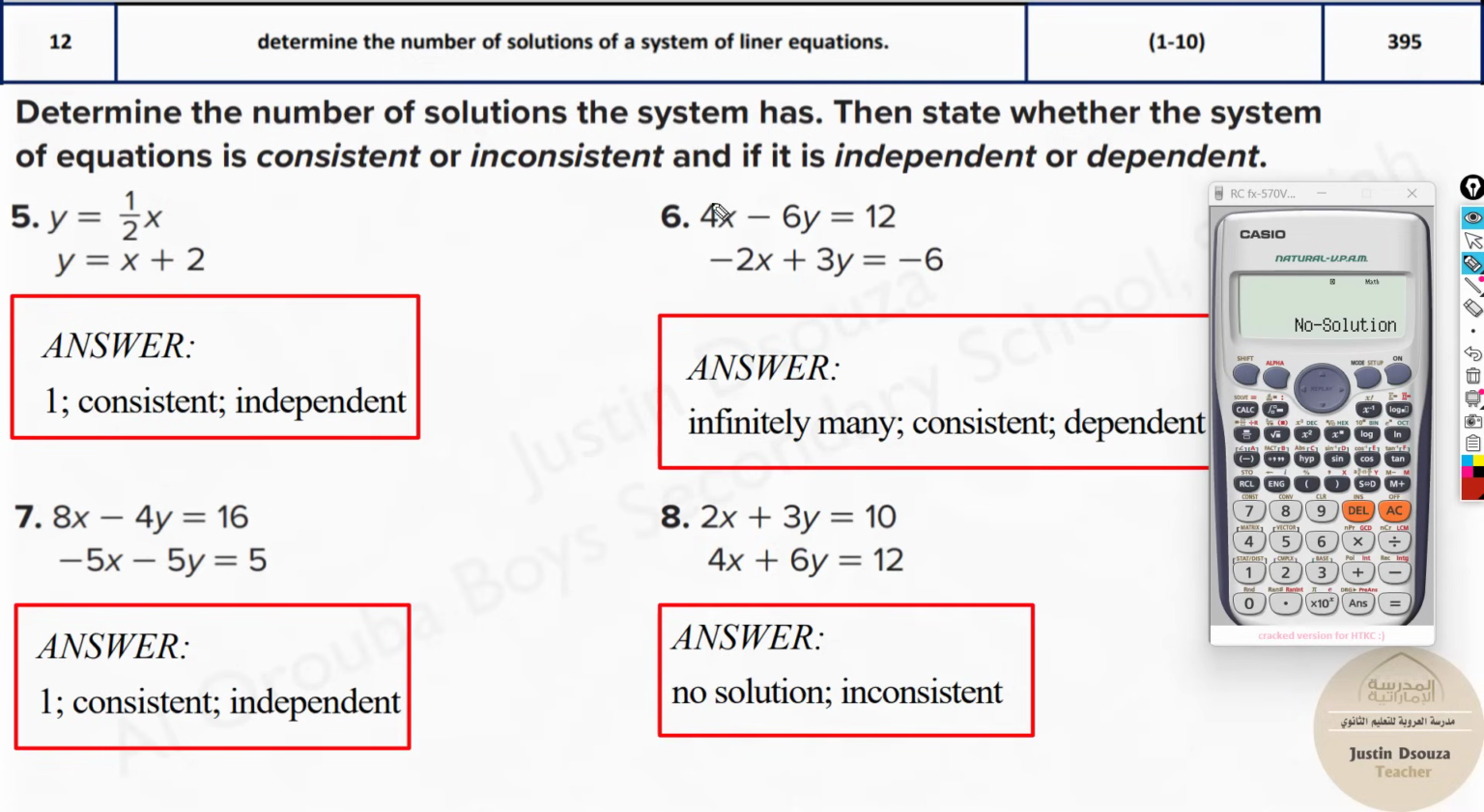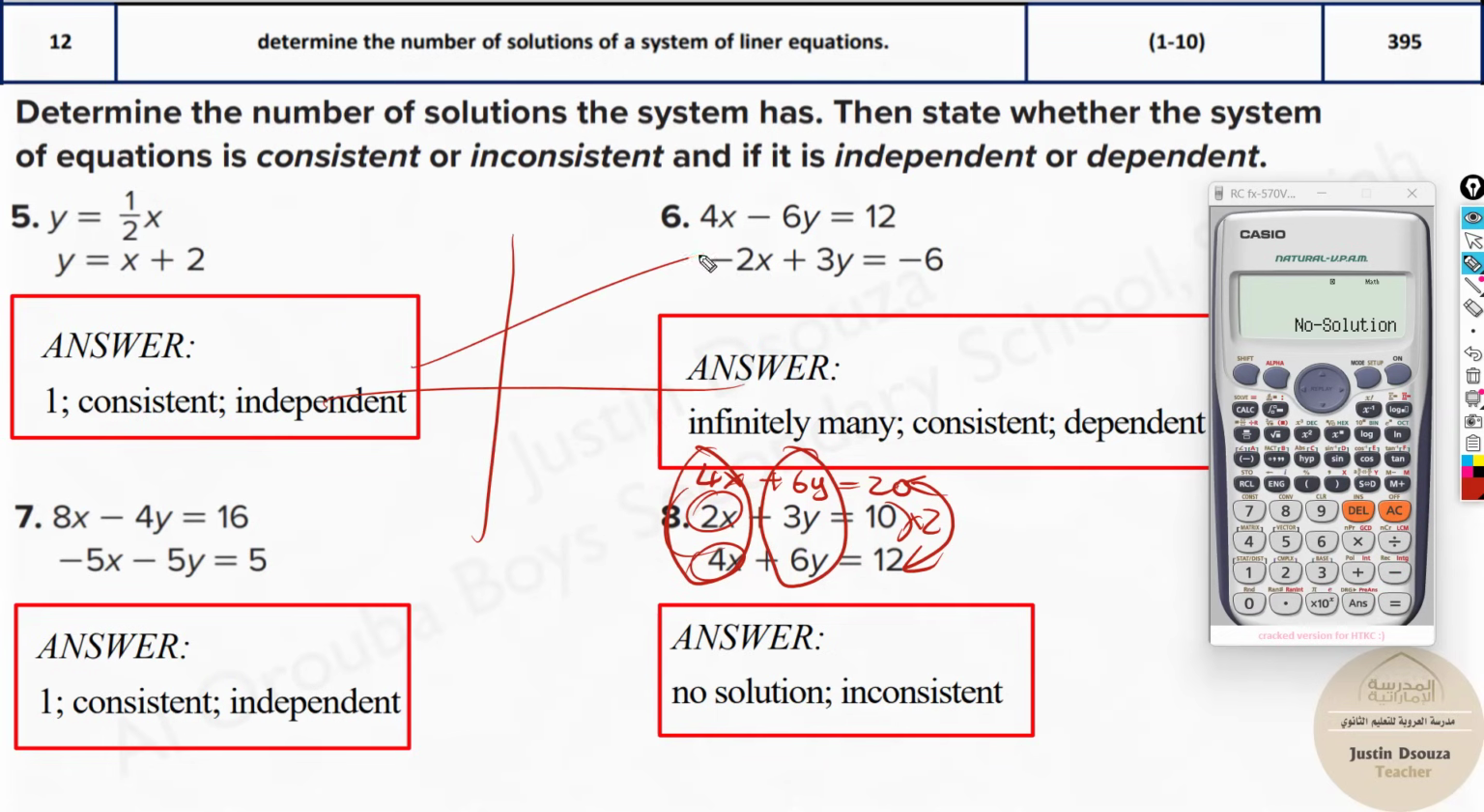We have to use the same procedure we did just a while ago for the infinite solutions. Try to make these two terms equal, the coefficients equal. So I'll just multiply this entire term by 2. It's going to be 4x plus 6y equals 20. Now compare these both equations. The first terms are the same, the second terms are the same, but it's only these numbers that are different.